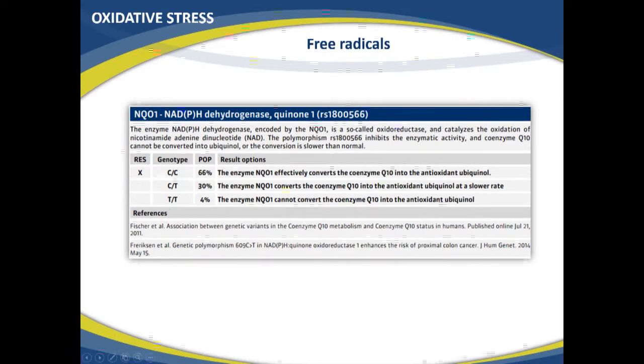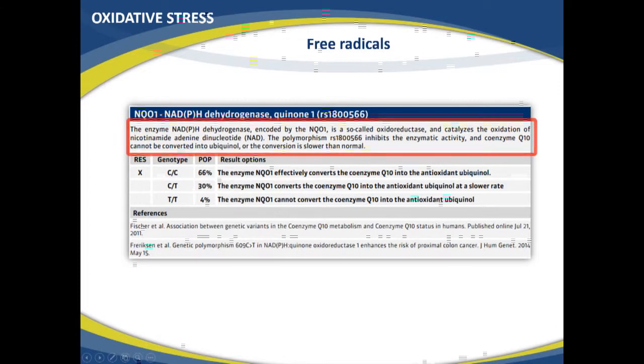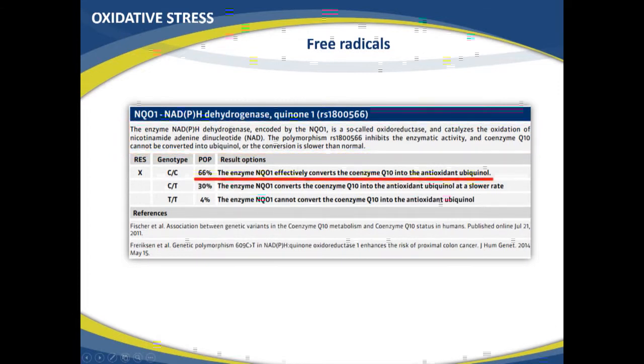This here is the gene that produces this conversion. This is what it does, and 66% have a normal activity, so they can do this conversion. 30% have a reduced activity, so only one of the two genes does its work, so you can expect about half of the activity. And 4% of the population, the TT genotype, don't benefit from it at all, because the coenzyme Q10 cannot be converted to ubiquinol, and even though people take this expensive supplement, they cannot convert it into the protective effect that they are hoping to get from it.